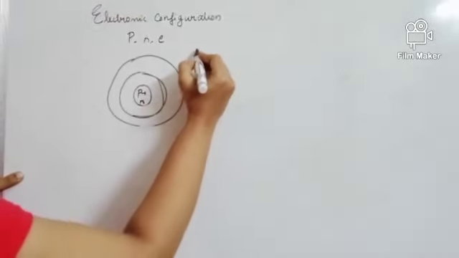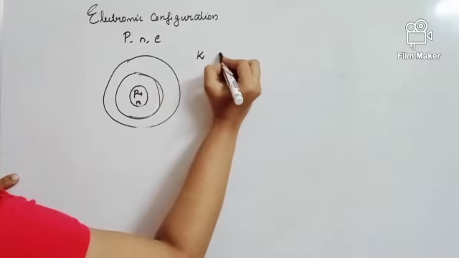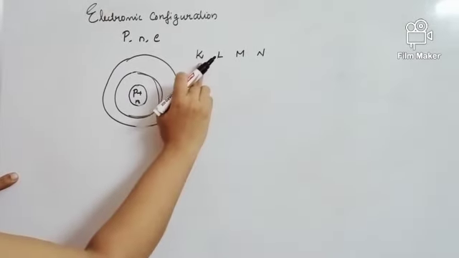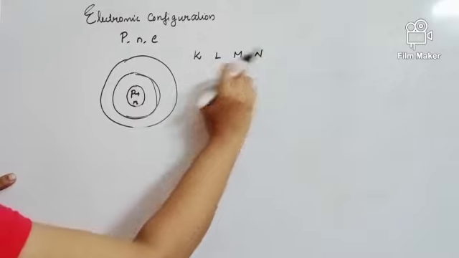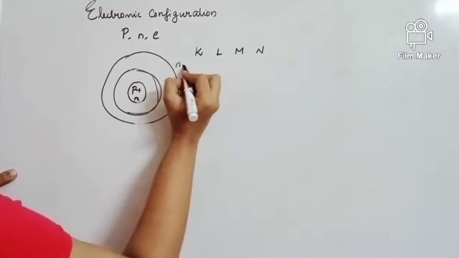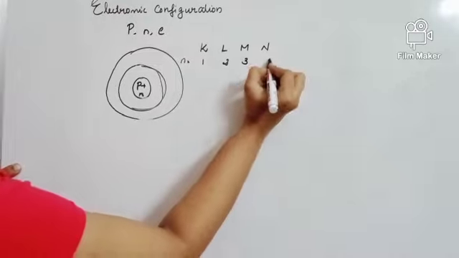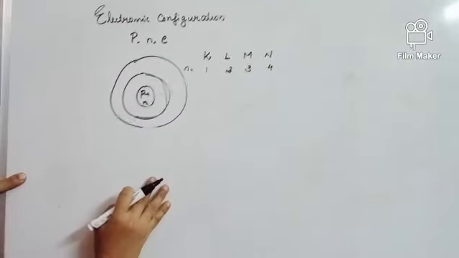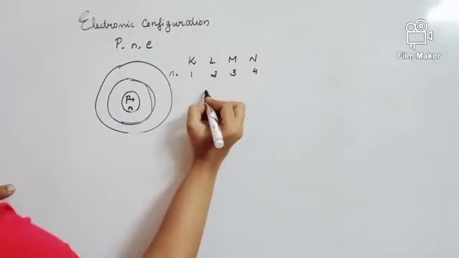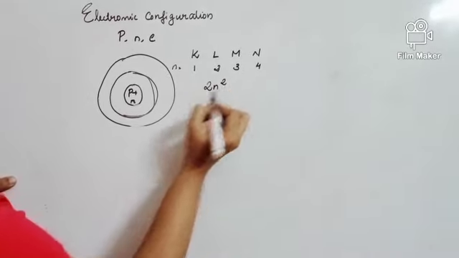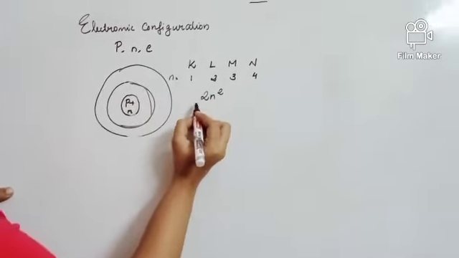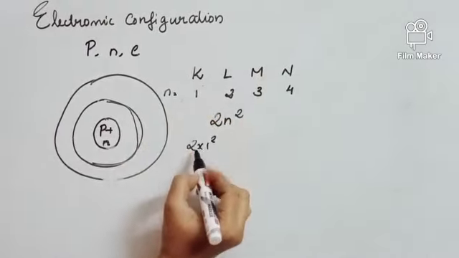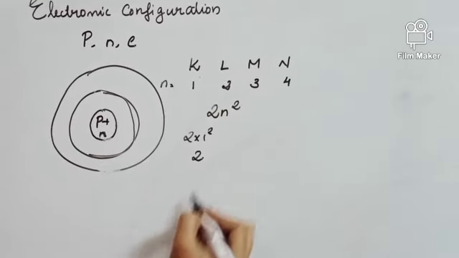Each circular path has a specific name, denoted by K, L, M, N. These circular paths have n values 1, 2, 3, 4. Each circular path or orbit can hold a specific number of electrons, calculated by the formula 2n square. Therefore, the K shell, whose n value is 1, can hold 2 into 1 square, that is 2 electrons.